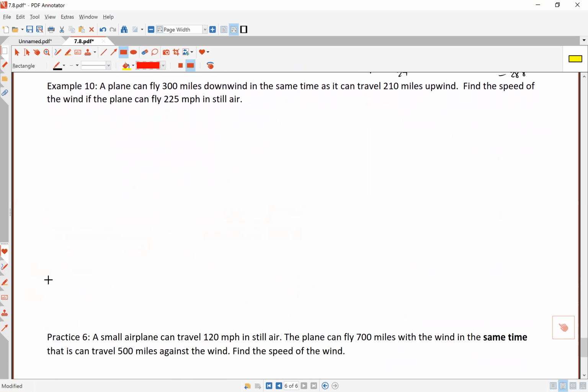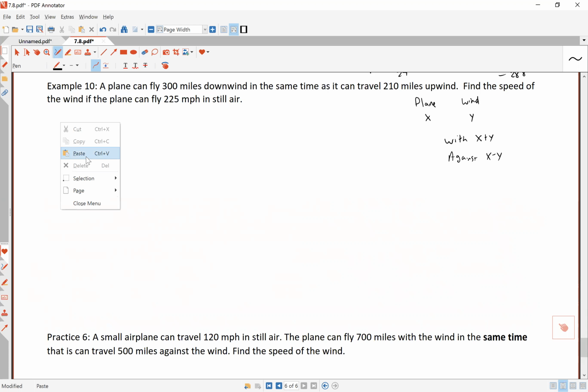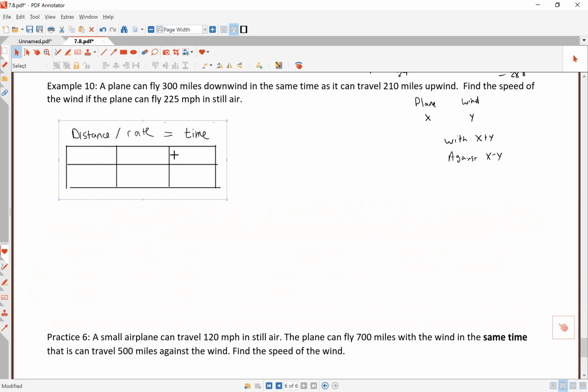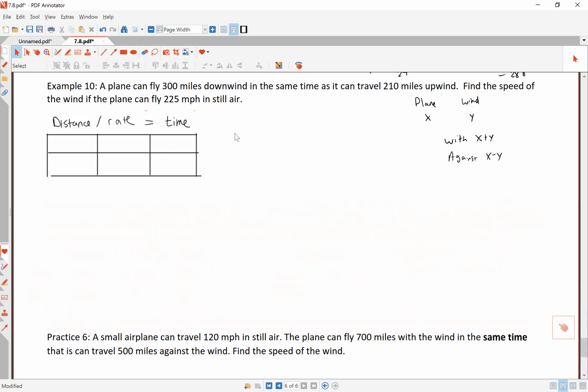Okay, so another type we do was the plane with the wind and against the wind, or downwind and upwind. We did these a while ago where we said that if the plane can do X miles an hour by itself and the wind is Y miles an hour, then when we went with the wind, our rate was X plus Y. When we went against the wind, it was X minus Y. So we set up that same kind of table, with the wind or downwind and against the wind or up.